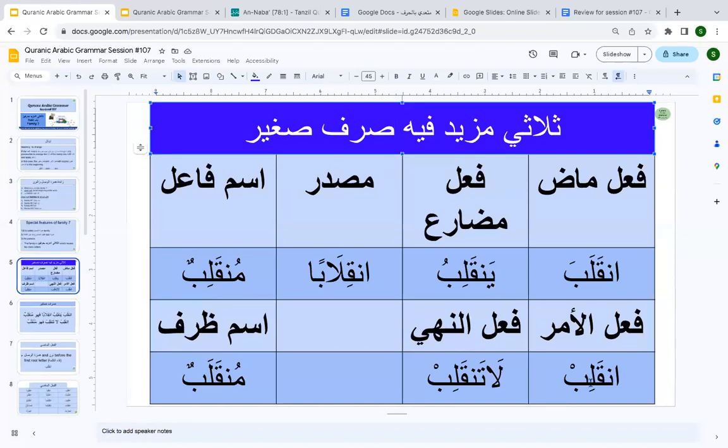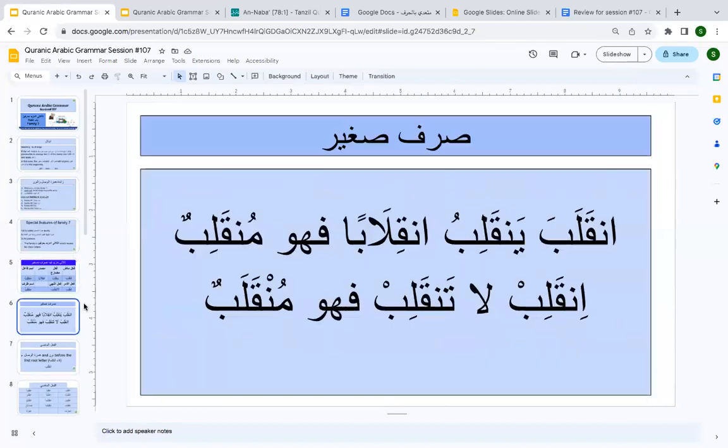When it comes to failul amr, you are just seeing inqalib because it's going to be taken from failul mudare, second person, and it's going to keep its kasra here. You are going to see kasra in failul mudare. You are going to see kasra on the second root letter in failul amr. You are going to see kasra on ainul kalima in case of failul nahi. Again, inqalaba yanqalibu inqilaban fahuwa munqalibun. Inqalib, la tanqalib, fahuwa munqalabun.